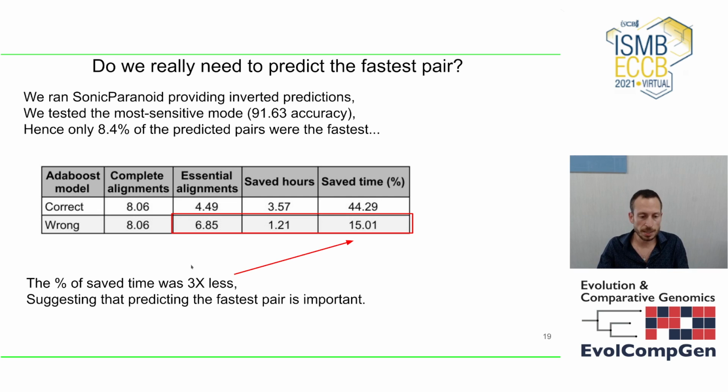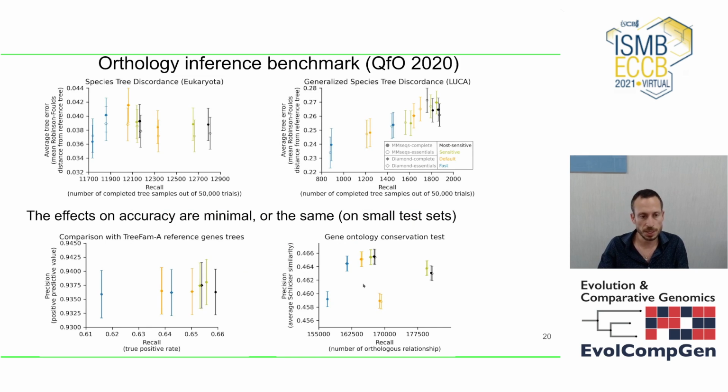So the result is that the alignments were 3 times slower than when using the correct model. So we need to use the correct prediction model in AdaBoost. And now is the most important thing: how does this affect the final quality of the predictions that we have?